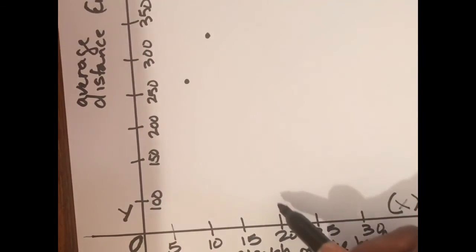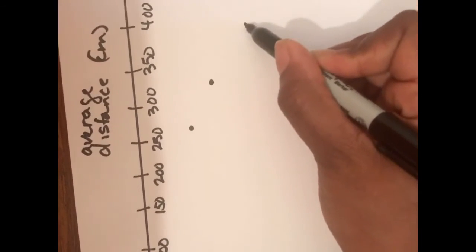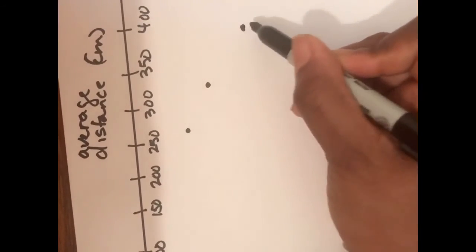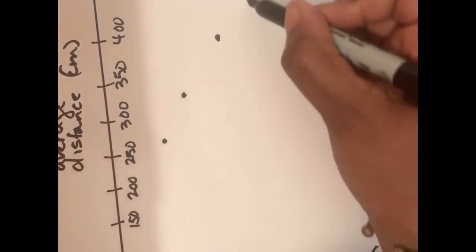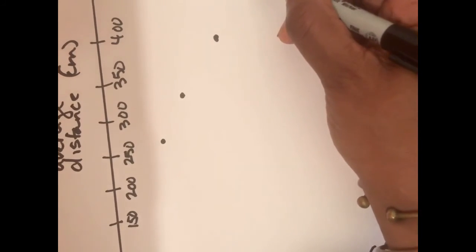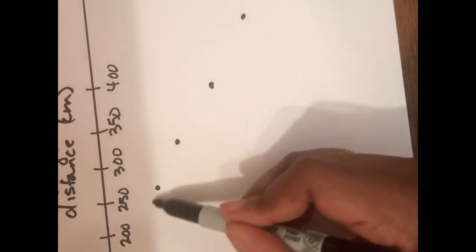At 20 centimeters, our average distance was 387. We'll put our dot about there. And at 25 centimeters, our stretch was at about 430 off our graph. And then the last thing we will do is to connect our dots to determine if there is a relationship.